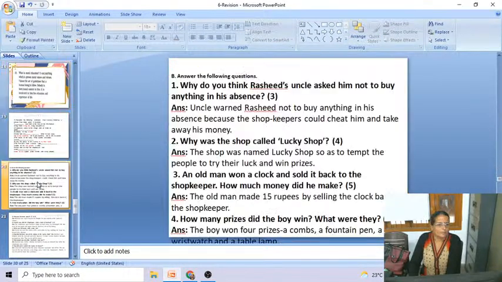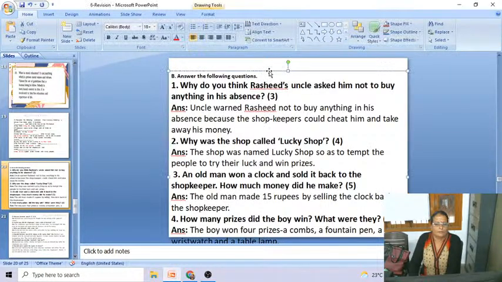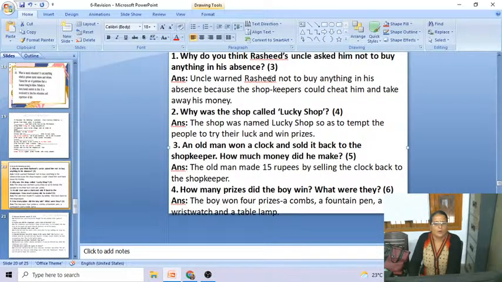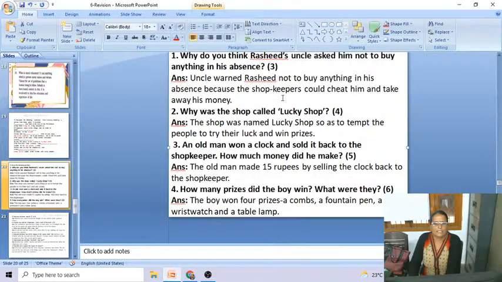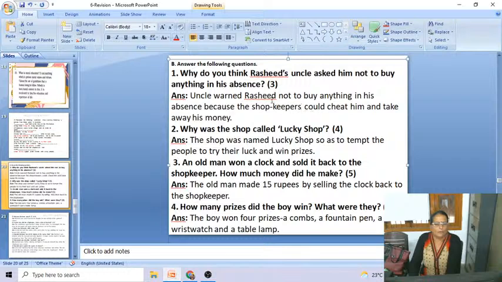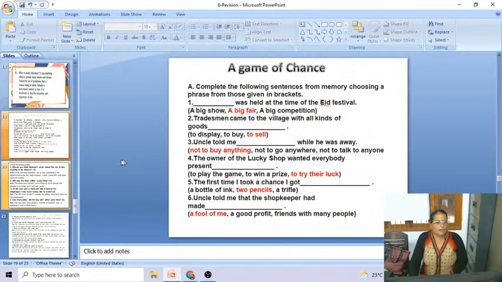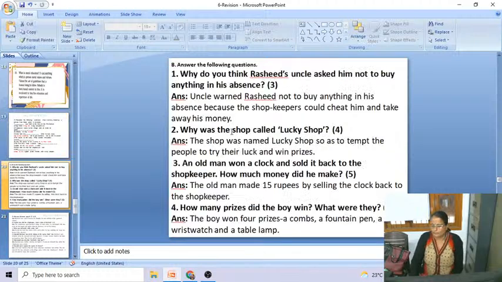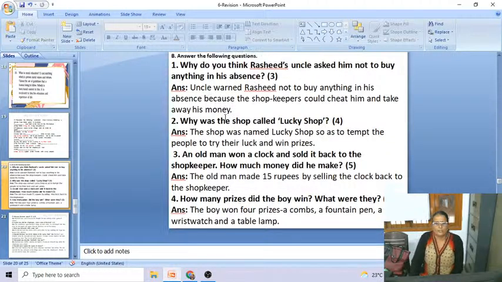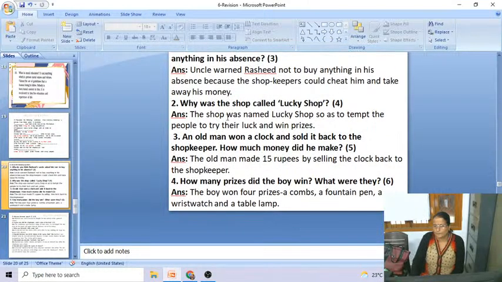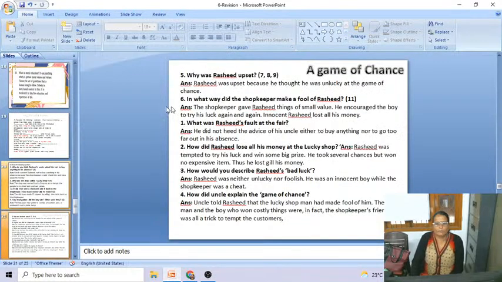You people have to see what I am giving you, right? So the first question is, why do you think Rashid's uncle asked him not to buy anything in his absence? Can you just guess why Rashid's uncle told him not to buy anything in his absence?